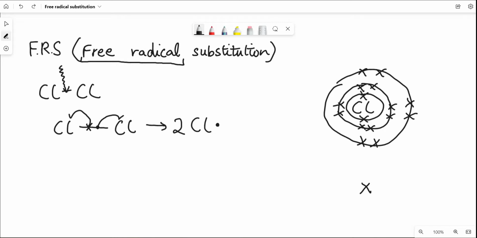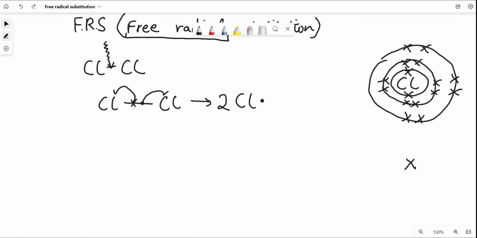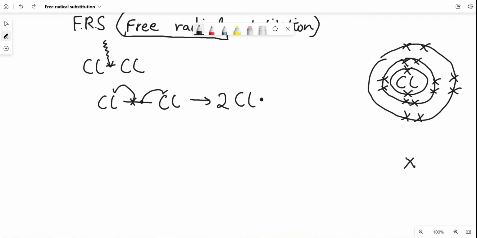So what basically happens is this Cl radical is a very reactive substance, because remember that the reactivity of a substance is based on its ionization energy, and the ionization energy of this chlorine radical is very low because the electron is already very far away from the nucleus. And this results in a free radical substitution.